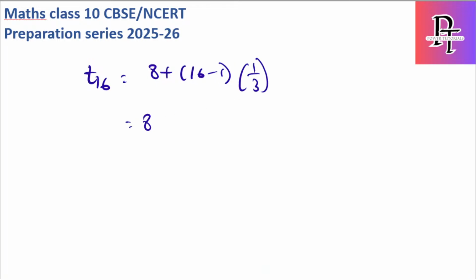So which is 8 plus 15 by 3. 15 by 3 is 5. So 8 plus 5 is 13. So the last term is 13.